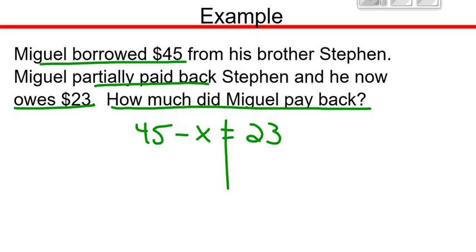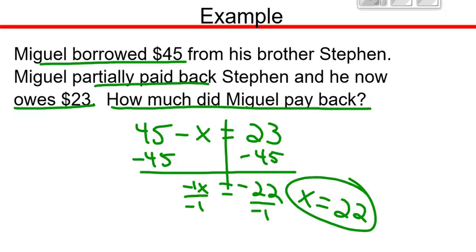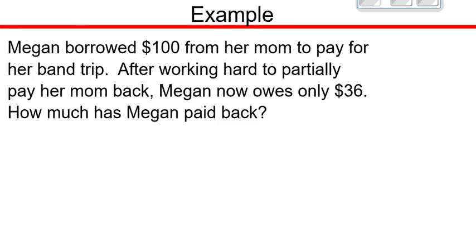So I'm going to do my little math bit that I always do. Minus 45, minus 45. That's going to leave me with negative x equals negative 22. And then I can divide both sides by negative 1. So he paid back 22 bucks. All right, go ahead and try this one on your own. See if you can write the equation and solve it.